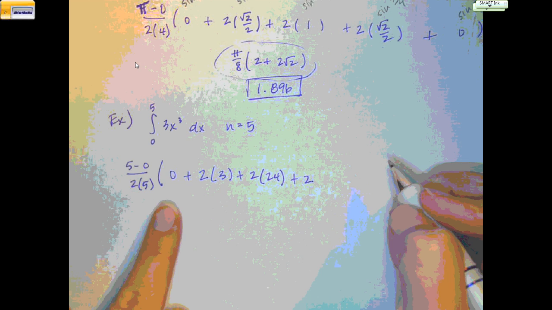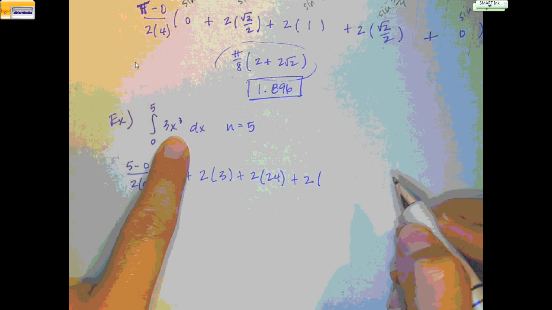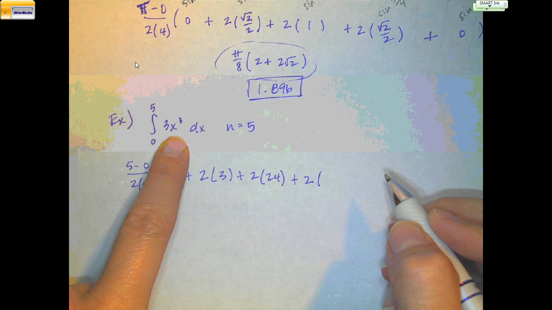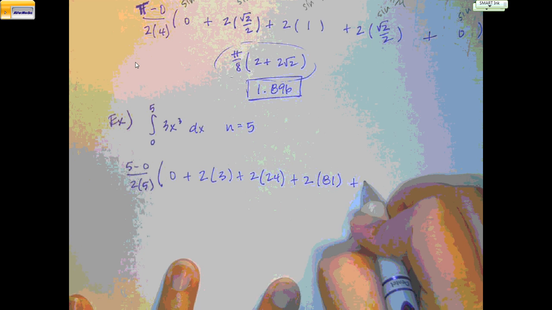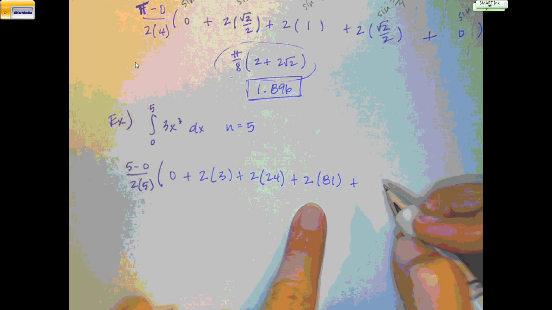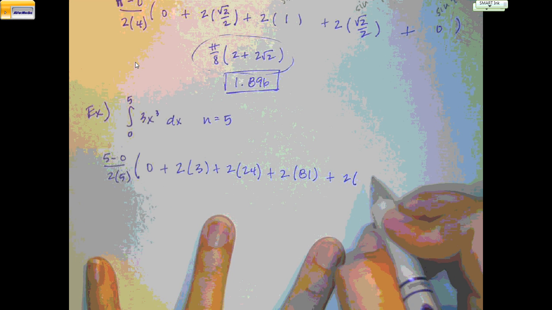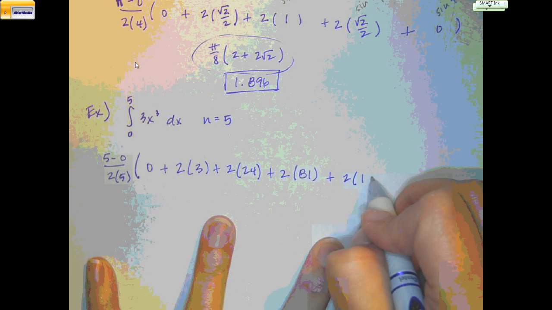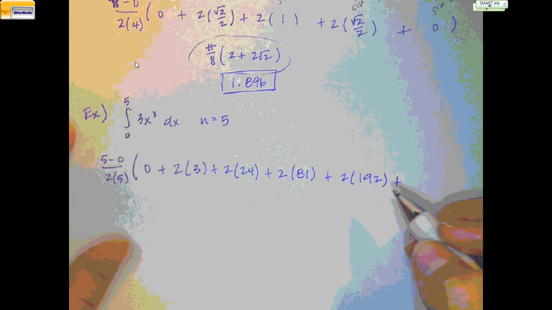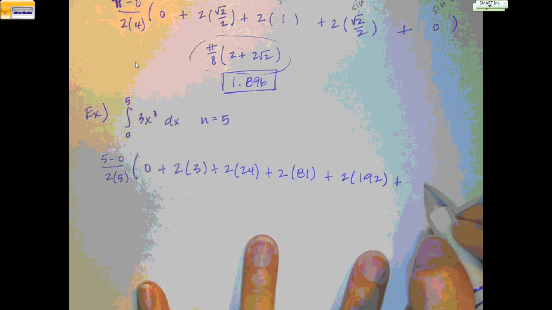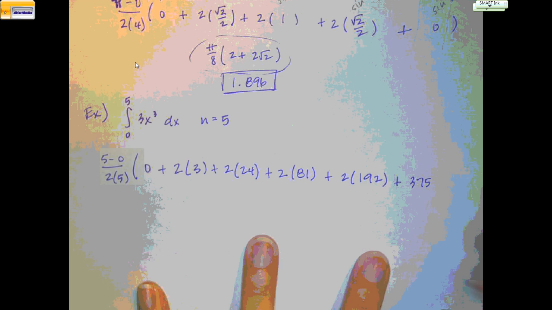Plus 2 times 0, 1, 2, now I need to put in a 3. 3 cubed is 27. 27 times 3, 81. Plus 0, 1, 2, 3, I need to do 4. So 2 times, if I put a 4 in there, 4 cubed times 3, somebody tell me, what is that? 192. Thank you. Plus, the last guy does not get multiplied by 2. I just need to take a 5 and shove it in there, and what is that? Thank you. Oh yeah, 125 times 3.